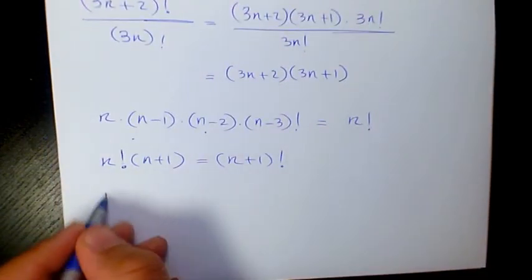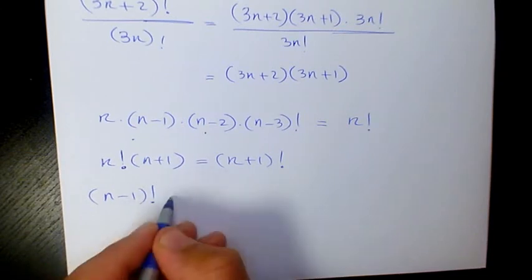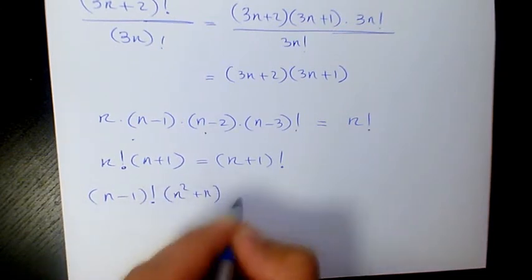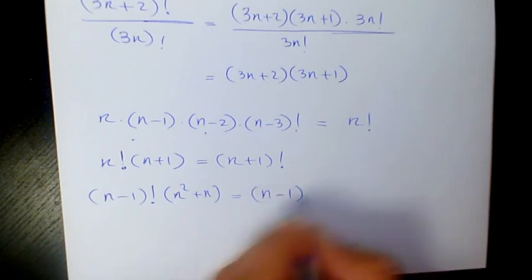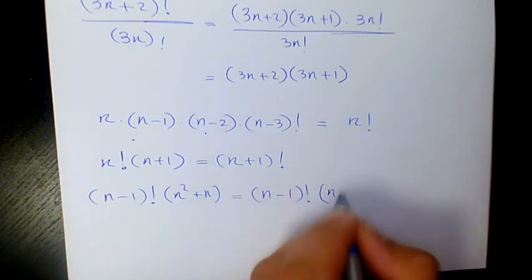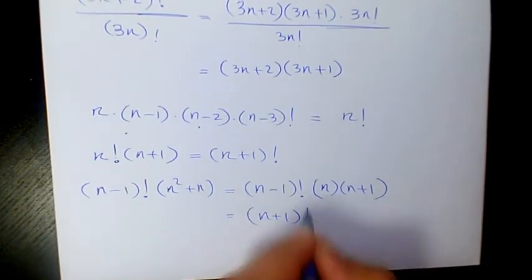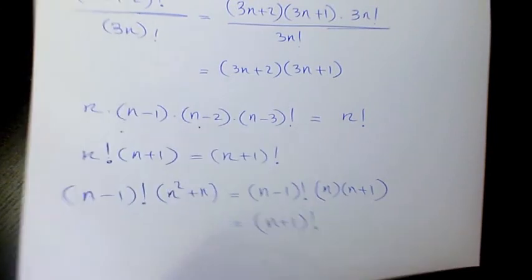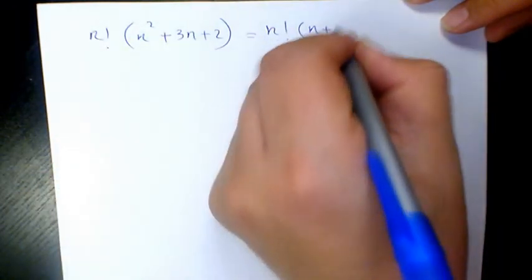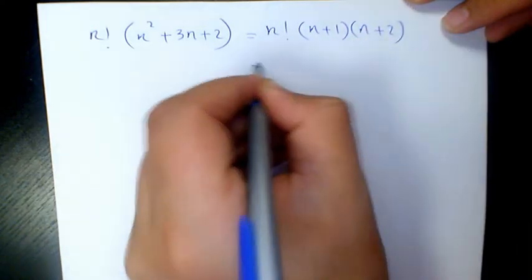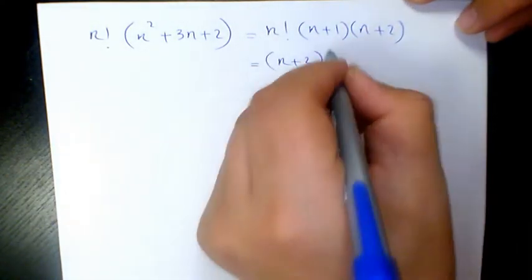If you're given n minus 1 factorial times n squared plus n, what you need to do is have n plus 1 factorial. Your factor here is going to be n times n plus 1. That's going to lead me to n plus 1 factorial. Next example will be n factorial times n squared plus 3n plus 2. That's going to give me n factorial times n plus 1 times n plus 2. That's going to result in n plus 2 factorial.